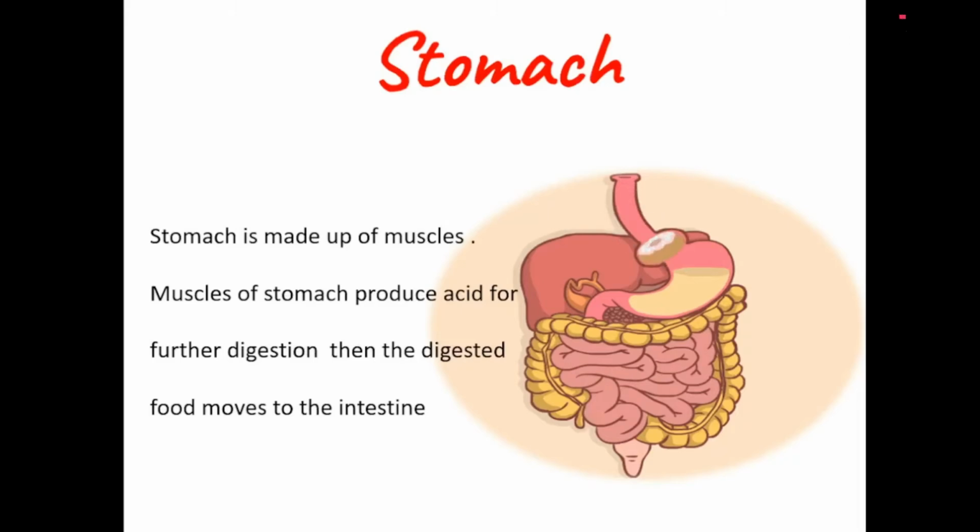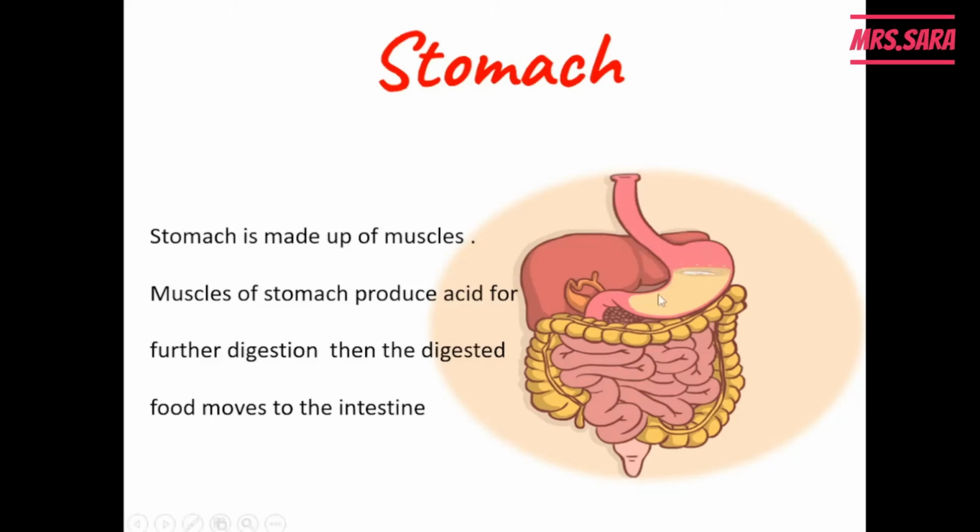The third step in the digestion process happens in the stomach. This is your stomach. Your stomach is made up of muscles. Do you know the muscles? Like your muscles in your hand and your muscles in your legs? So the stomach is made up of muscles. Super. So the muscles of the stomach produce something called acid.